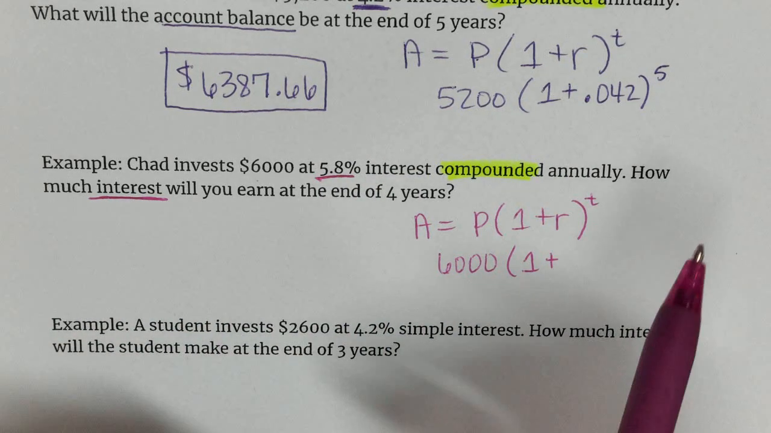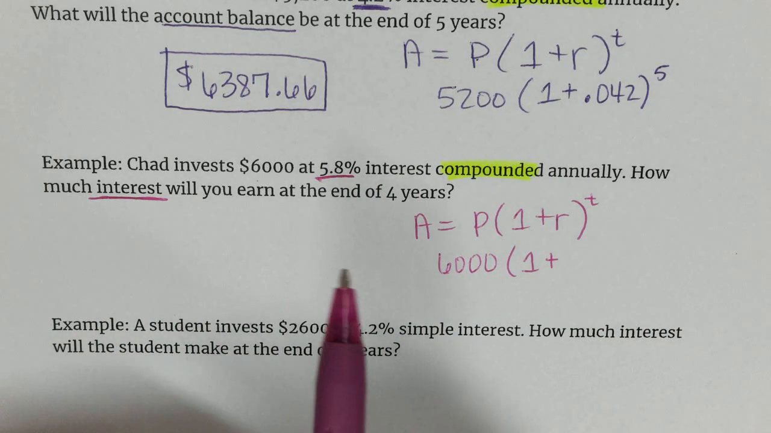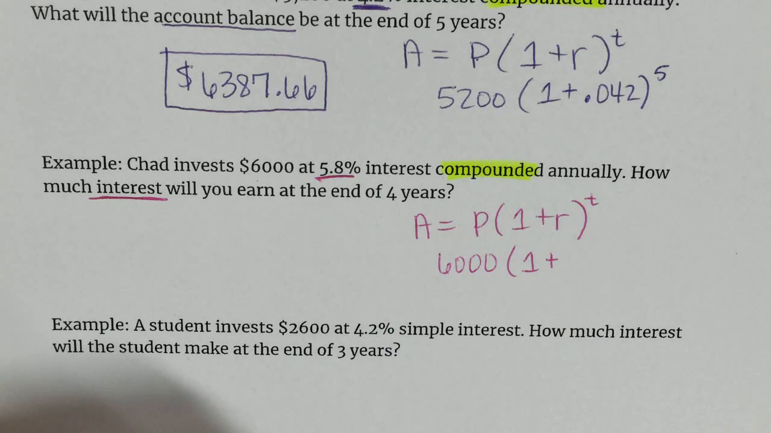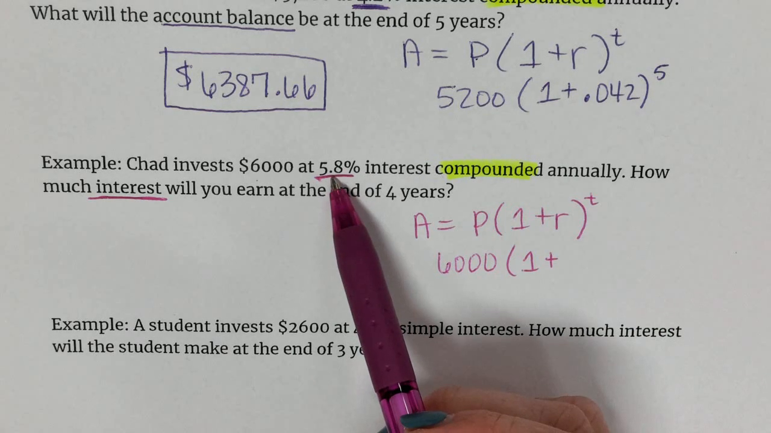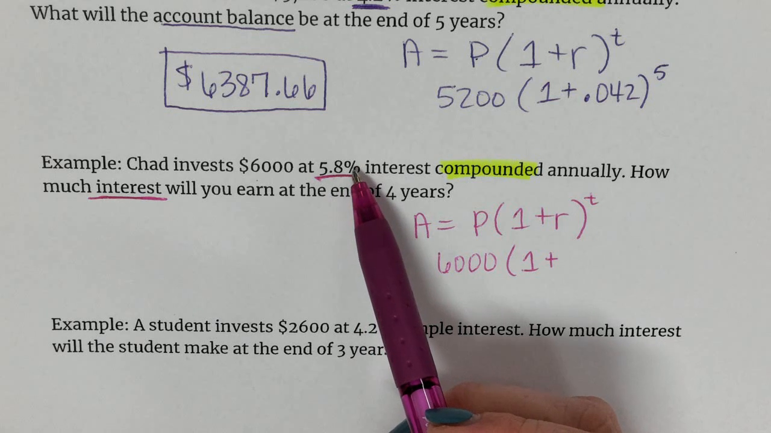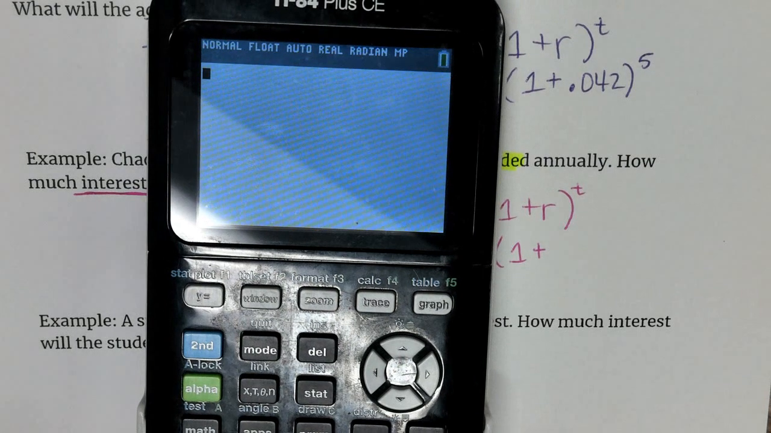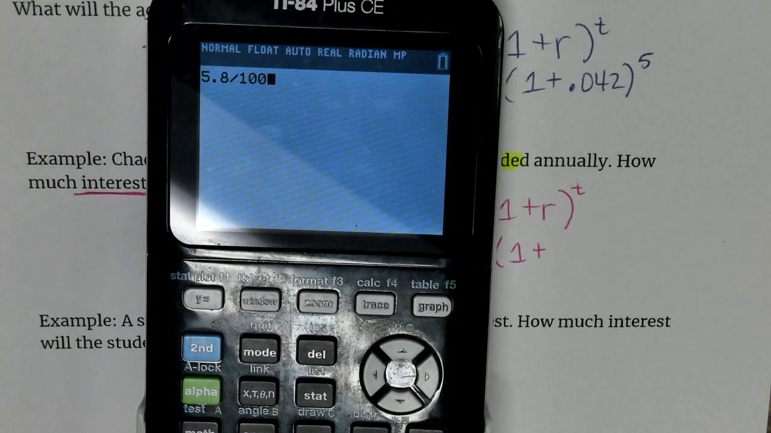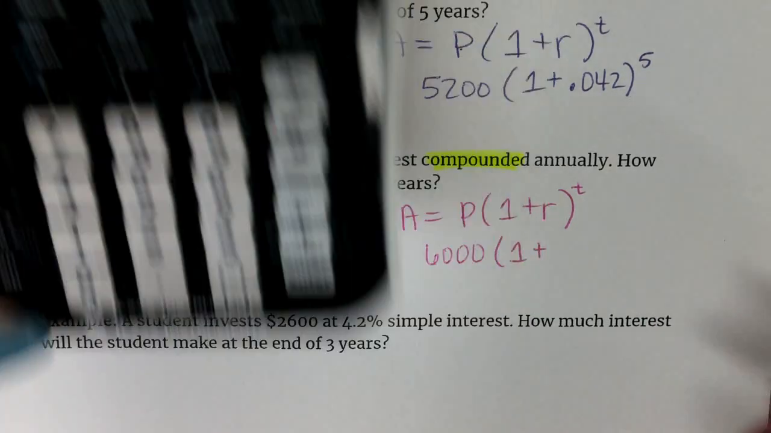5.8%. But what do I have to change it to? How do I change it to a decimal? But it's already a decimal. What would you say to that? It's not, because it has a percent sign. I have to put it over 100. So 5.8 over 100 is 0.058.